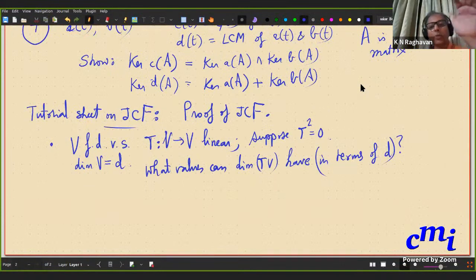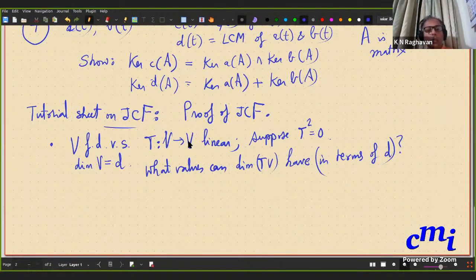Similarly, what is the point here in this question? So we are asking for the dimension of TV. So if I take a linear operator on V, what can the dimension of TV be? It's the range, right? What can it be? In terms of D, what can the dimension of this TV be?